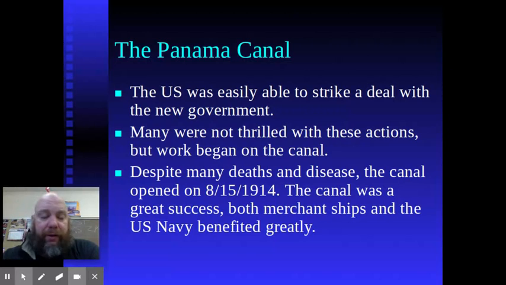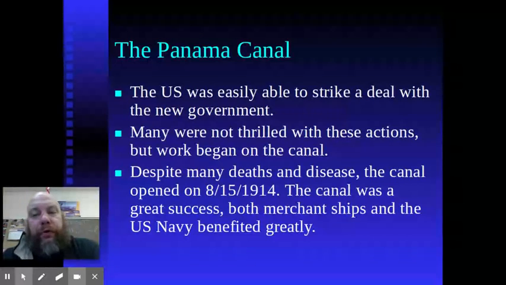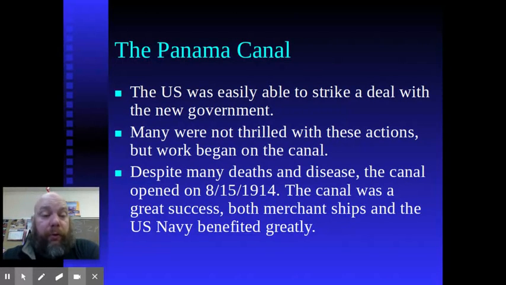Many people in Congress were like, "I don't even think we should be doing this." Teddy Roosevelt said, "That's fine. You can argue about that in Congress." You probably read this quote yesterday. You can argue in Congress, but while you're arguing, we're going to be digging.